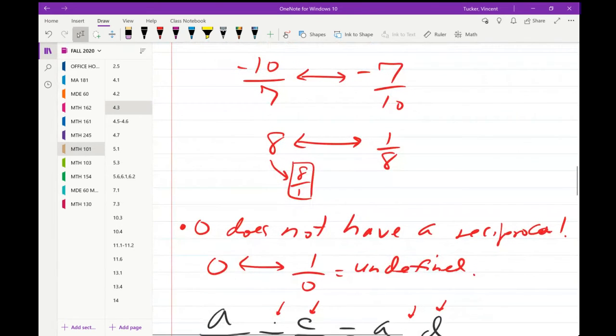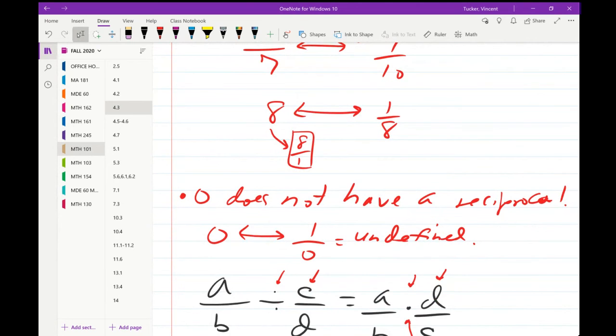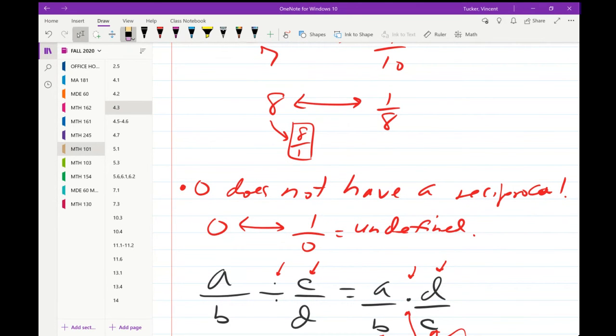So that was just a note: 0 does not have a reciprocal because 1/0 is undefined. So don't forget that.